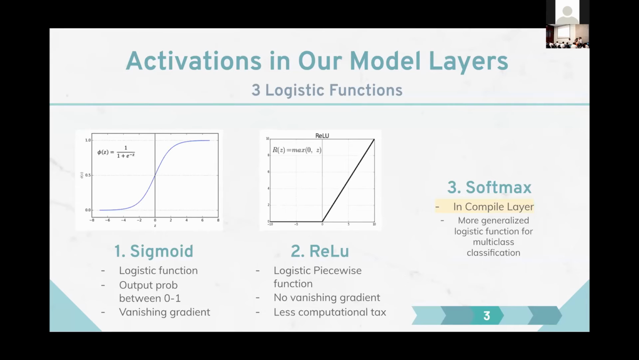From the layers that I already mentioned, there are some activations that we use that have a significant impact on our performance. The first type is the logistic function, which in this case we use both sigmoid and ReLU. First is sigmoid. Sigmoid and ReLU are both logistic functions that produce the output as probability, but the sigmoid will produce the output between 0 to 1.